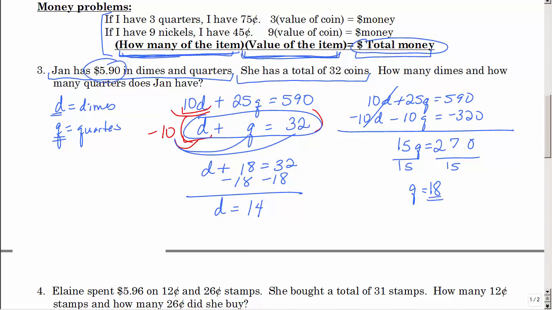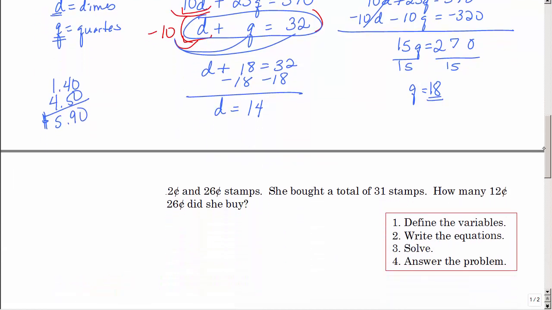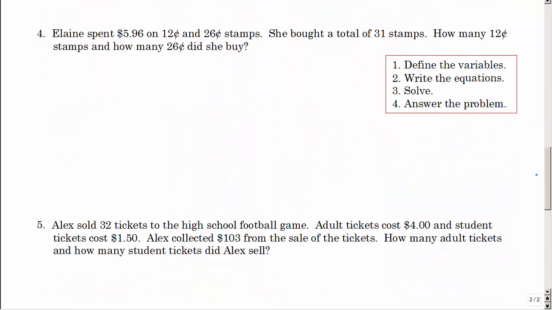So the money ones are a little bit harder. Let's do another one. Now we're talking stamps, same thing. So Elaine spent $5.96 on 12-cent stamps and 26-cent stamps. She bought a total of 31 stamps. Very similar to dimes and quarters. So I'm going to let X be my 12-cent stamps and Y be my 26-cent stamps.